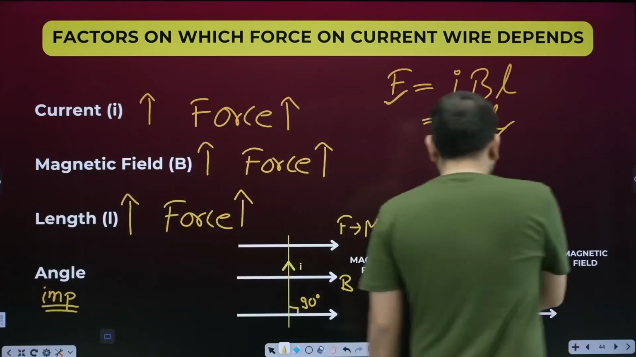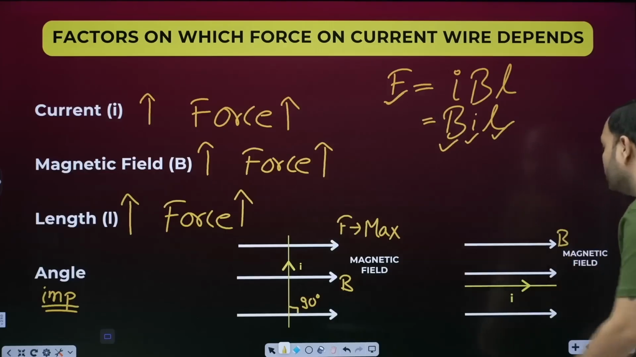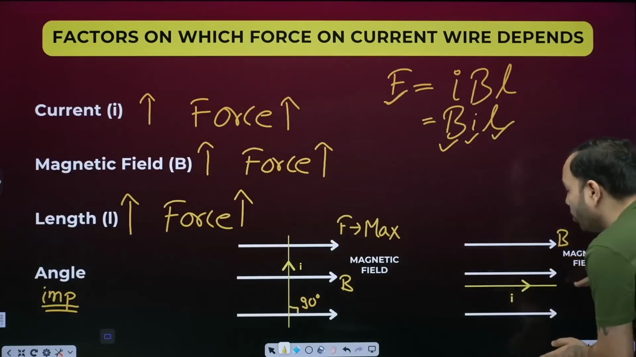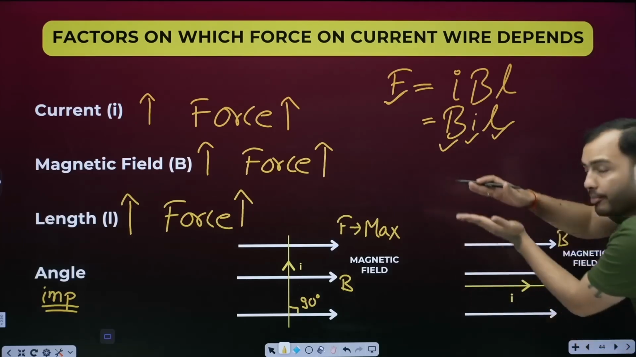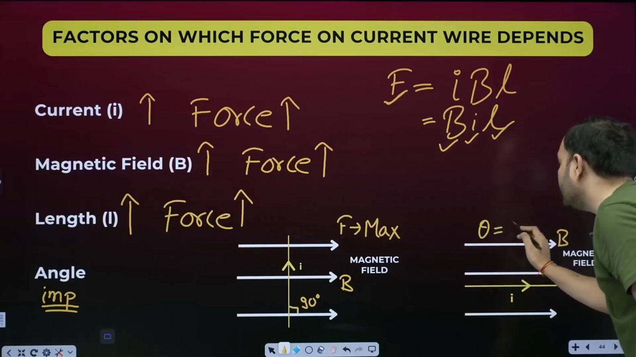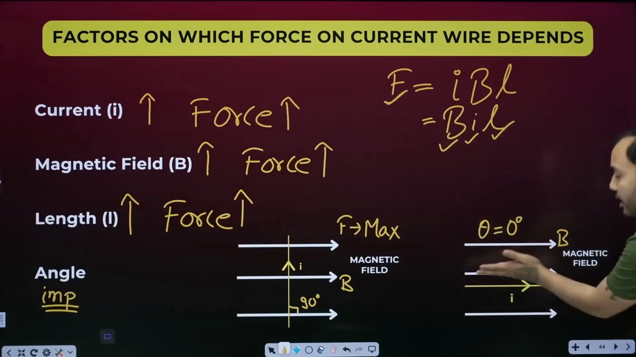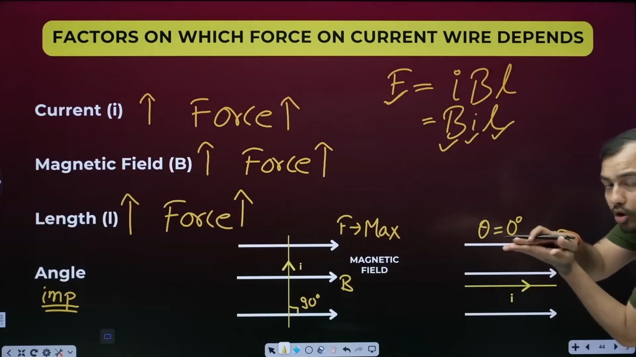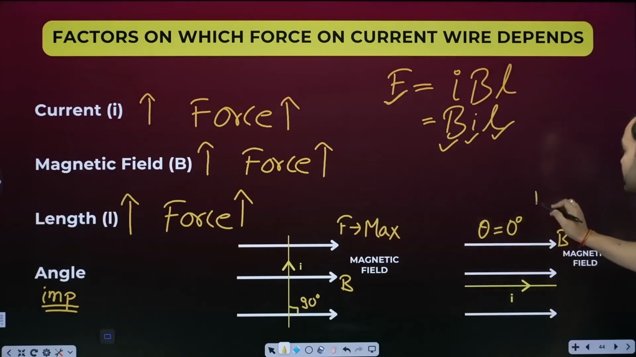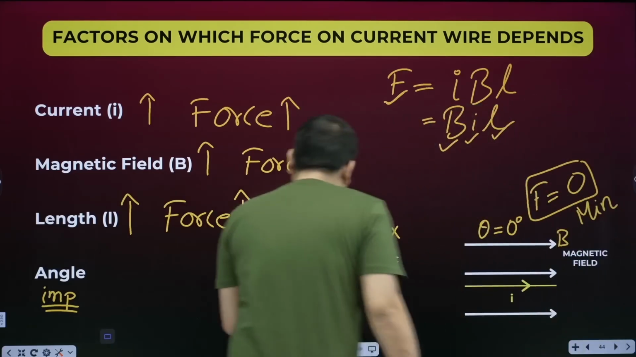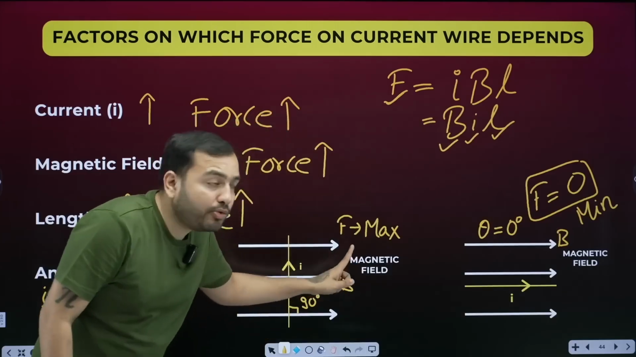If I place the wire here and the magnetic field is also here, what is the angle between the wire and the magnetic field? What is the angle between two parallel lines? 0 degrees. If theta becomes 0 degrees, if the current and magnetic field direction are the same, the force applied is 0, the minimum force. When the wire is placed at 90 degrees to the magnetic field, there is maximum force.